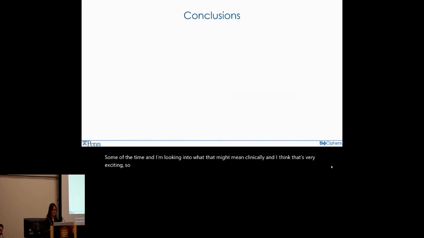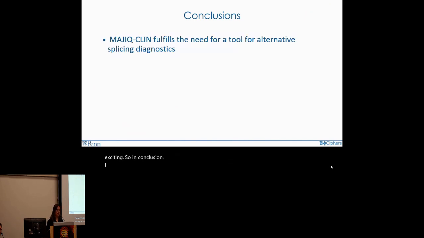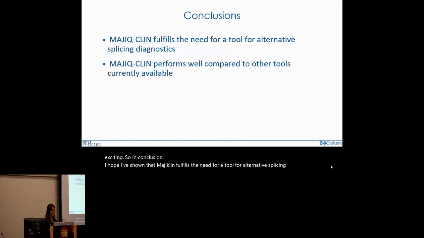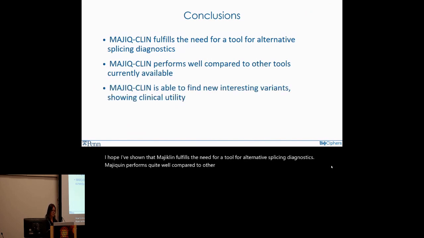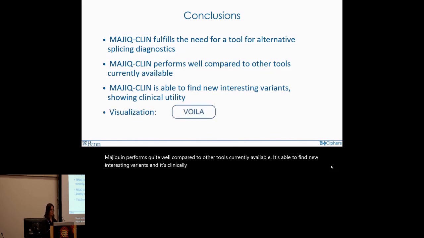So in conclusion, I hope I've shown that MAJIQ-CLIN fulfills the need for a tool for alternative splicing diagnostics. MAJIQ-CLIN performs quite well compared to other tools currently available. It's able to find new interesting variants, and it's clinically useful. And we have visualization, which I think is a very important part of it.